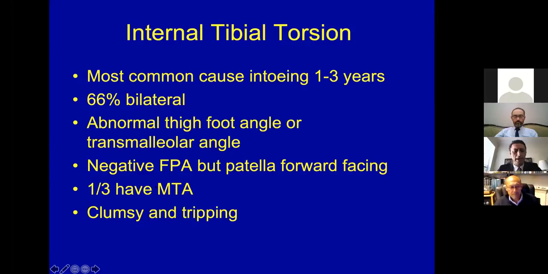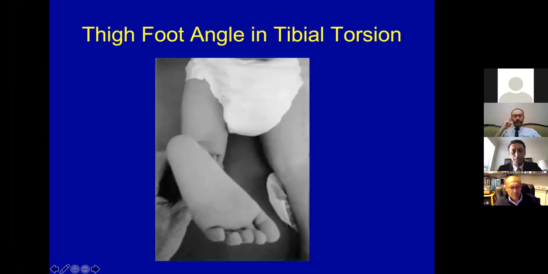One third of the patients may have metatarsus adductus as well. And the most common presentation is a kid who falls a lot, trips, and can injure themselves, or is not coping with other kids, with running, with being active. And most of the time, parents report that the kids are clumsy, not as active as other kids. And this is the thigh-foot axis.